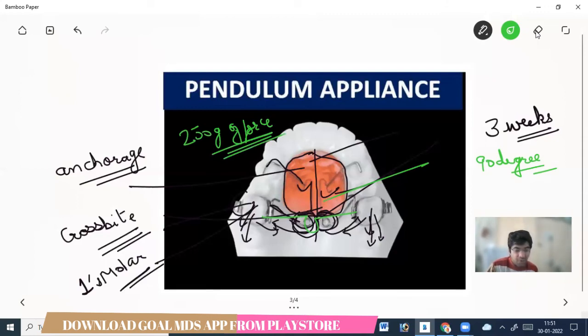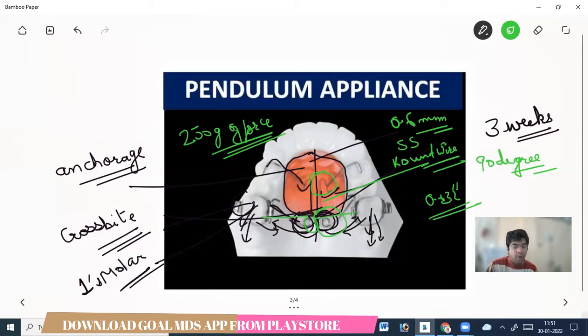The distalization arm or spring is constructed from 0.6 mm stainless steel round wire that consists of a closed helix and U-loop. So those are the important values that you have to remember for your exam. And the TMA spring that we use is 0.032 by 0.032 inches. So that is another important value from the point of view of your NEET MCQ.